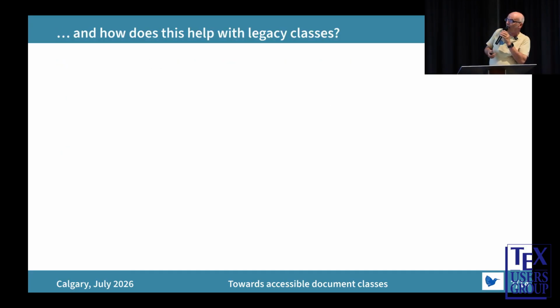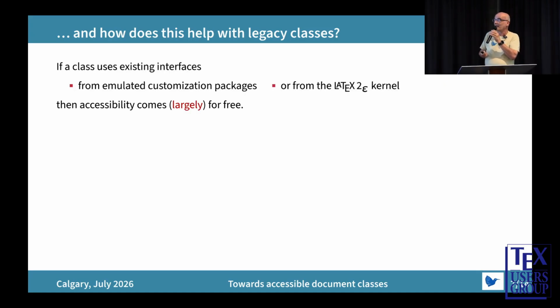So how does this all help with the legacy classes? I think you guessed that already from my claim. Basically, if a class is using one of those extension packages or using interfaces from the LaTeX 2E kernel like start section and so on, it would automatically become accessible because we emulate those interfaces in the new design, and that includes accessible output being generated. So that's the nice part of it.